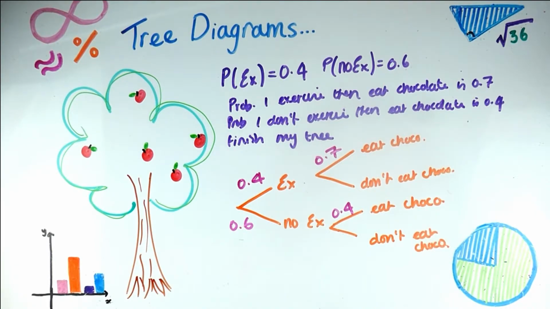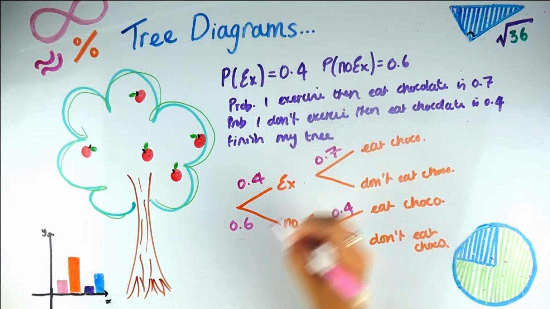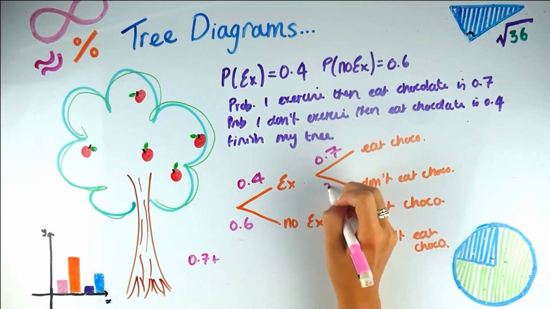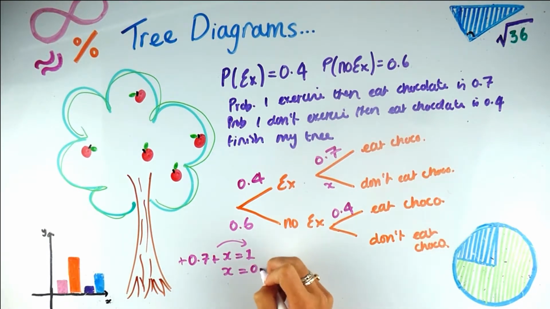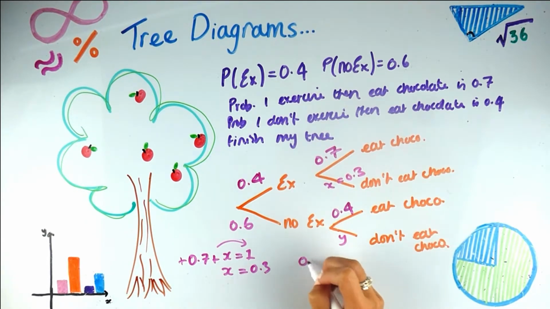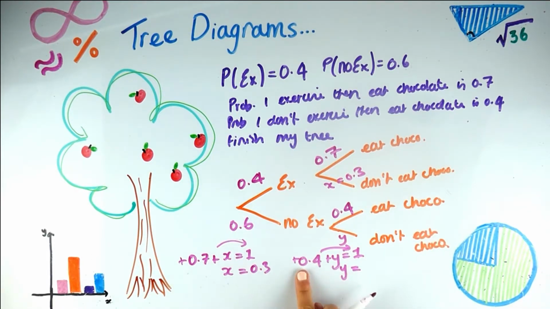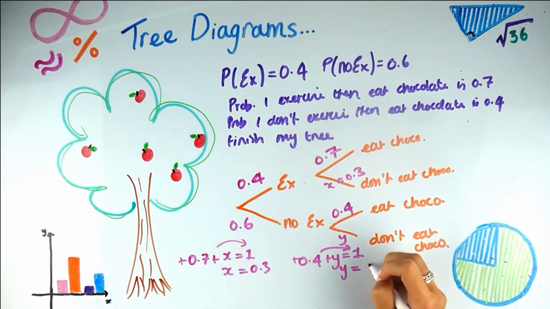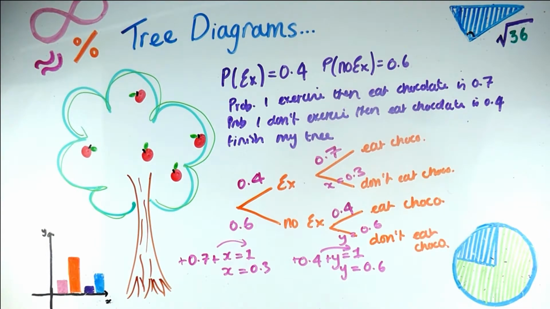And we can work out those blanks because we know that these two here, where branches meet, sum to 1. So we know that 0.7 plus x equals 1. So x equals, take that over there, it's plus 0.7 here, so we take it away, 0.3. So that is 0.3. And here we have the same thing, 0.4 plus y equals 1. So y equals, rearrange, it's plus 0.4 on this side, so we do the inverse, minus 0.4 on that side, and that would be 0.6. And then we have our completed tree.